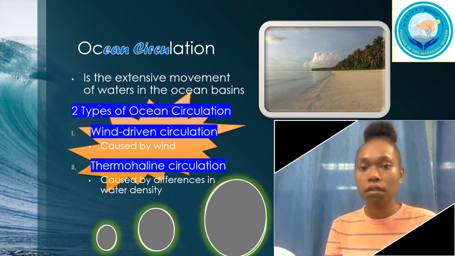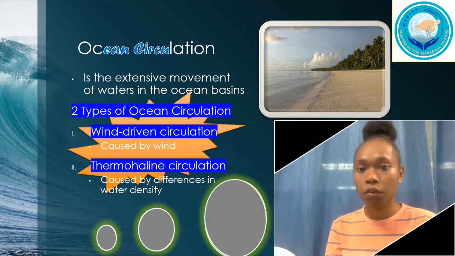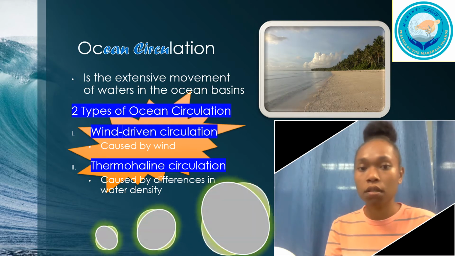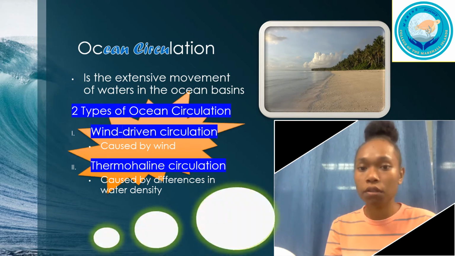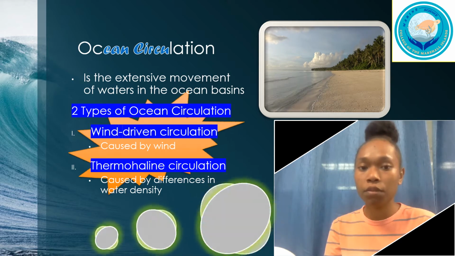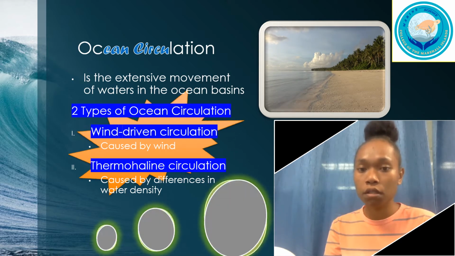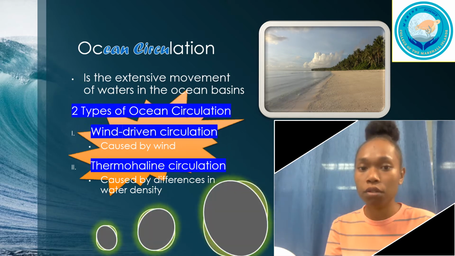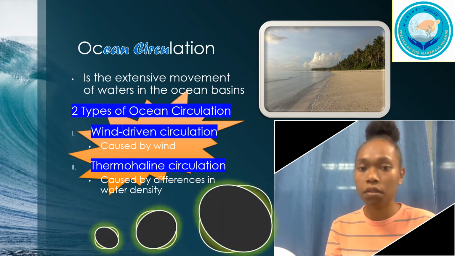Ocean circulation is the extensive movement of waters in the ocean basins. Ocean basins are those areas below sea level. Ocean circulations are very important to the marine organisms because they carry food and nutrients to marine species.